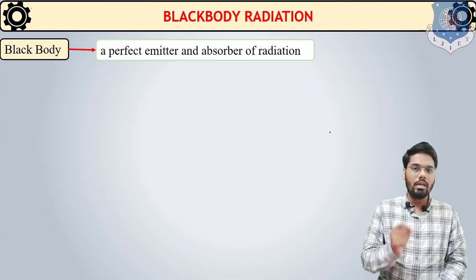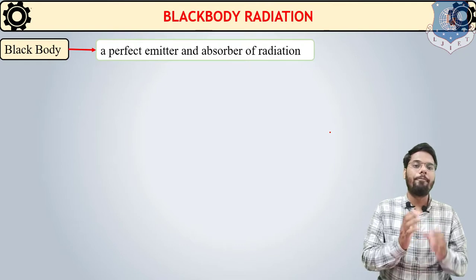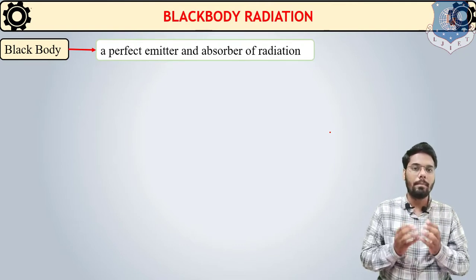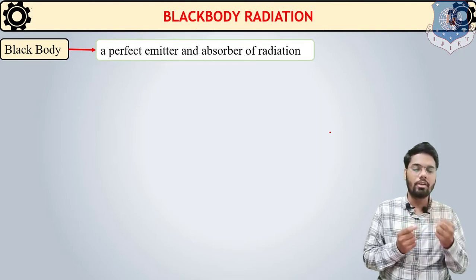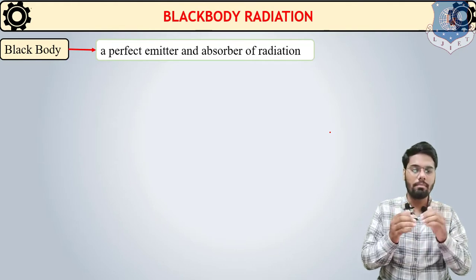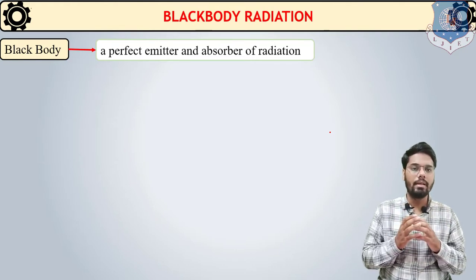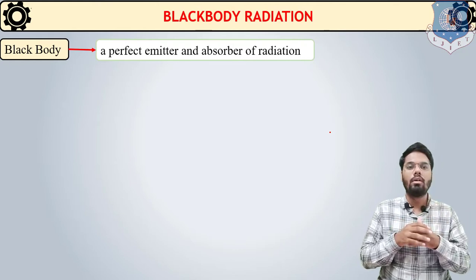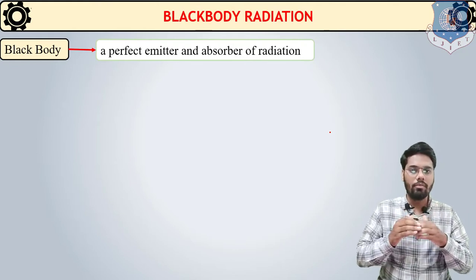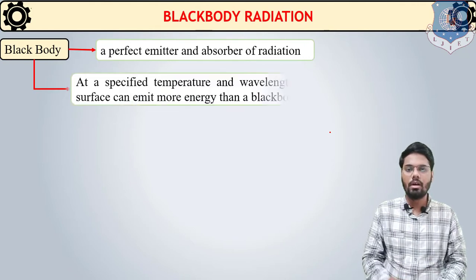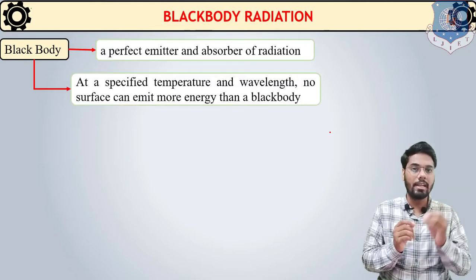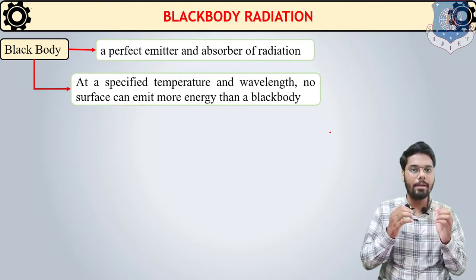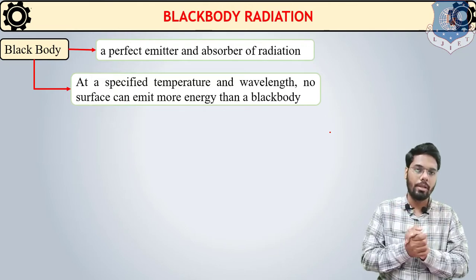So a black body is a perfect emitter and absorber of radiation. It means a black body will absorb all the electromagnetic waves incident on it. It will emit electromagnetic waves of the full range of the spectrum in all directions. At a specified temperature and wavelength, no surface can emit more energy than a black body.